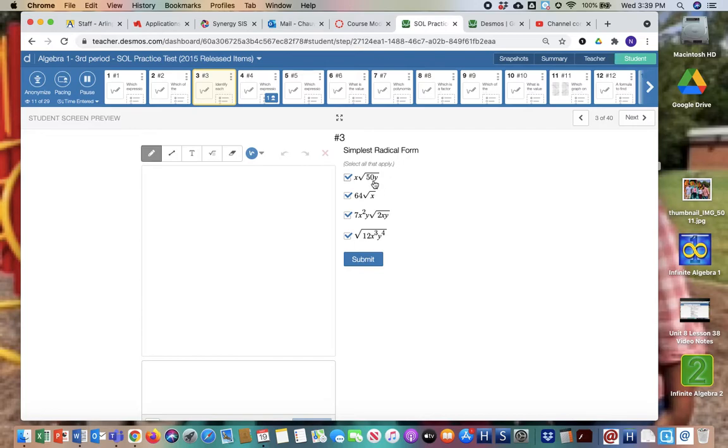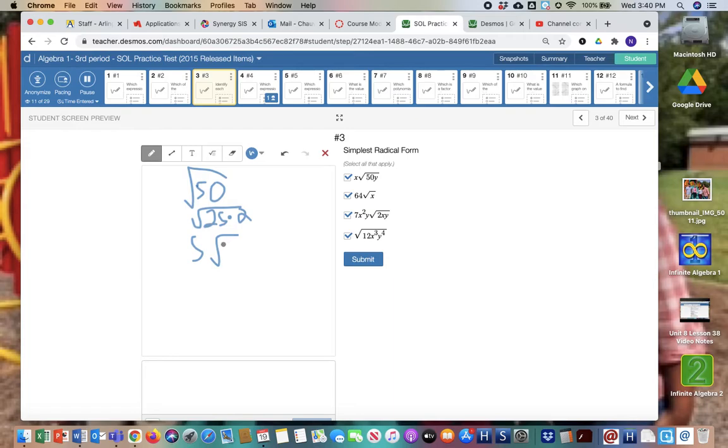Let's look at the 50. So the question is here, can we break down the 50? So we need a perfect square that could break down 50, right? Well, what comes to my mind is 25 times 2. 25 is a perfect square. Square root of 25 is 5.